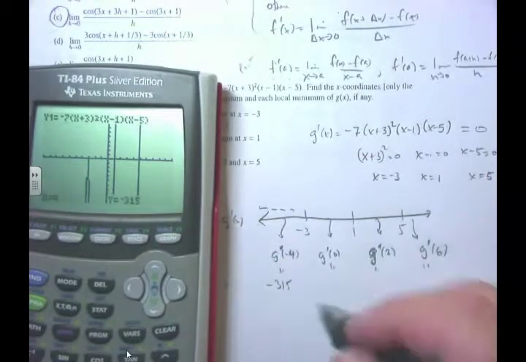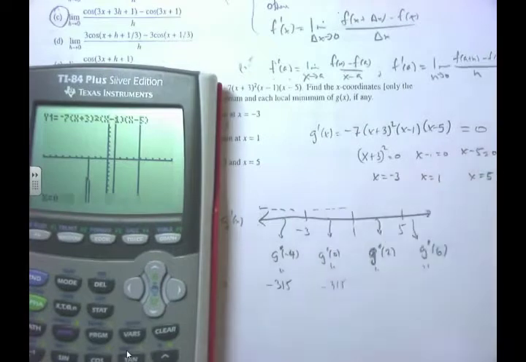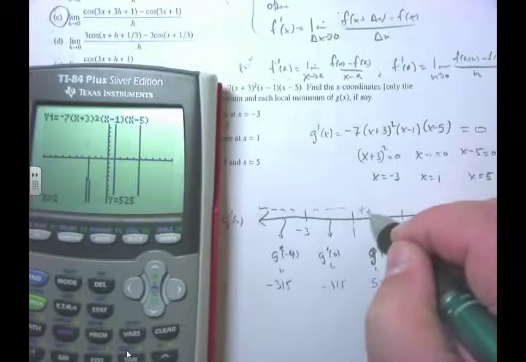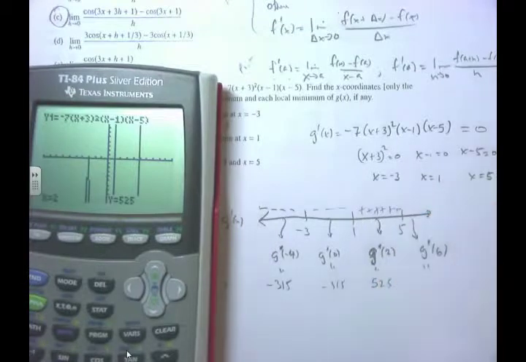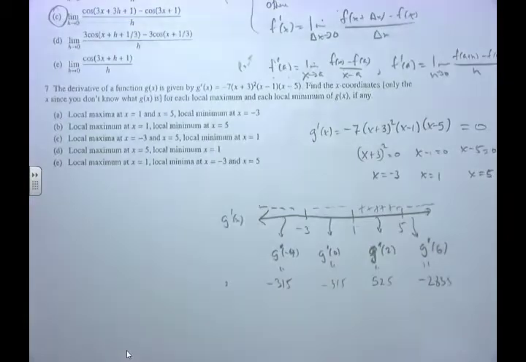Plug in 0. I get -315. I got some more negatives. Plug in 2. I get 525. That's positive. And I plug in 6. I got -2,835. Don't care, it's negative. Don't care what the numbers are, it's negative.